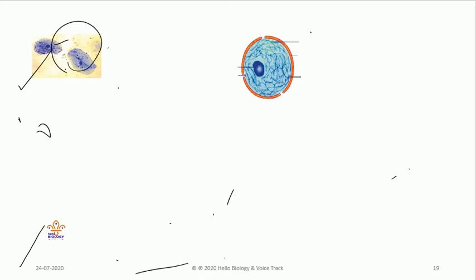The membrane that encloses the nucleus and separates it from the contents of the cytoplasm is called the nuclear membrane, which has nuclear pores. We discussed that just now. It is like a small cell membrane, and inside it the nucleolus is present.